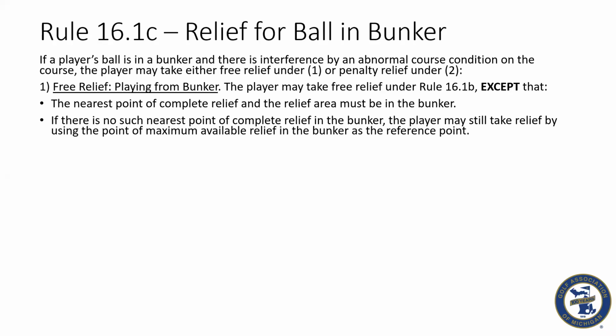So in this case here, in our example, the bunker. And then where that abnormal course condition least interferes with the stroke the player would have made from the original spot if the condition were not there. And then we go through the same process to identify what that point is. And the key point here is the last couple sections. The point of maximum available relief is found by comparing the relative amount of interference with the lie of the ball and the player's area of intended stance and swing. And on the putting green only, the line of play.